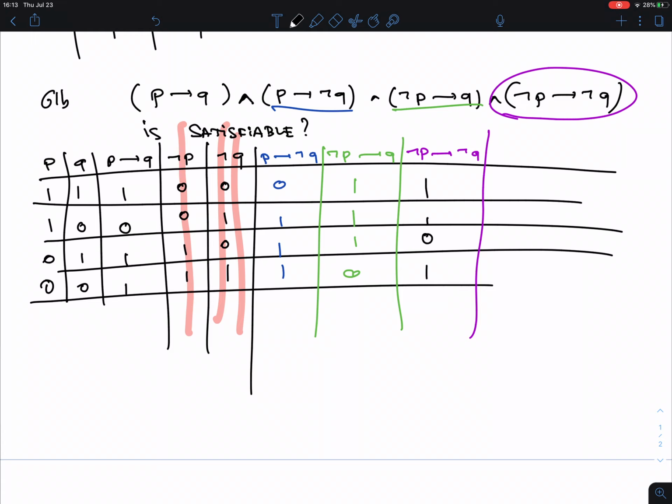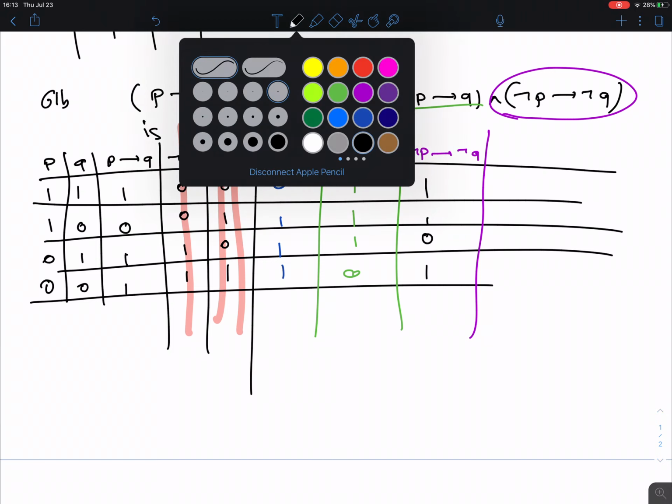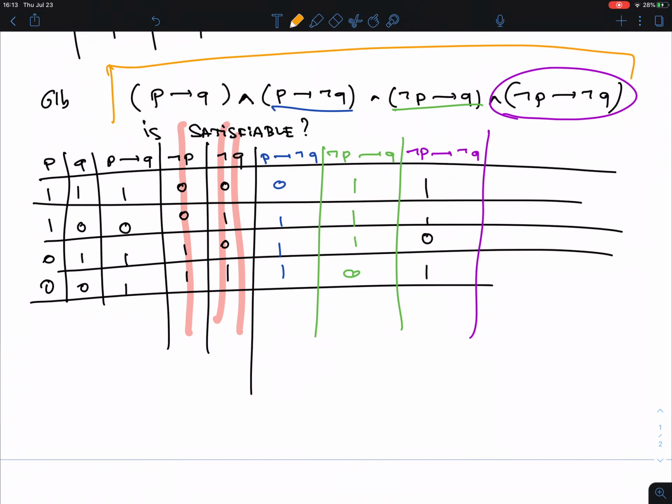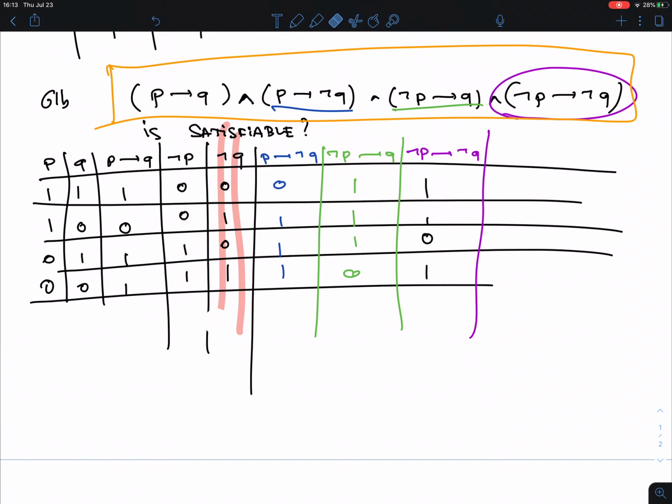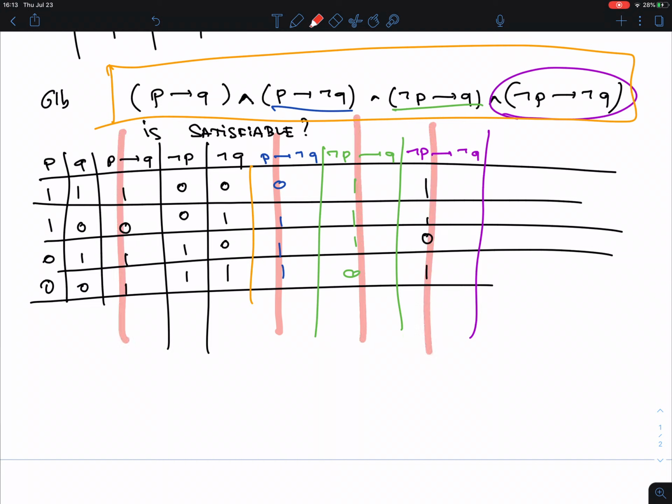Okay, so we have all 4 components, and now we're going to take the and of all 4 of them. That means we're looking for a 1 in every single one of these columns. So let's make sure that we know which columns we're talking about, because there's too many columns otherwise. We are talking about the columns P then Q, P then not Q, not P then Q, and not P then not Q. These are the 4 columns, and we need a 1 in all of them.